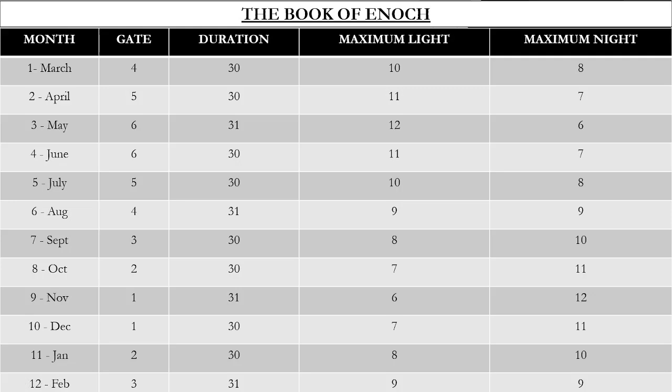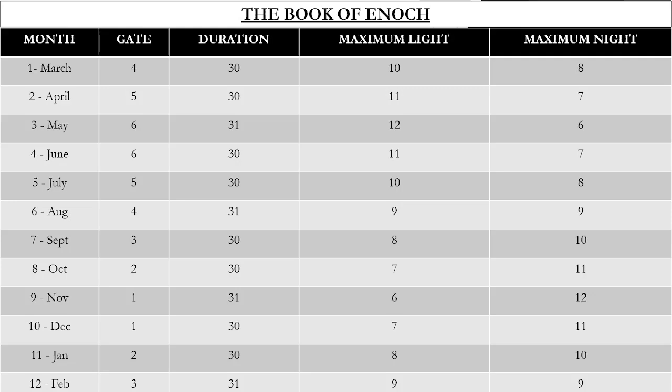This is another illustration saying the same thing, just shown differently. Notice at the top, it begins with the month. We're going from left to right. We have the month, the gate, the duration, how long it's in the gate. That's what the duration means. The maximum light for the day and the maximum night for that day. Not day, for that month. Forgive me, for that month.